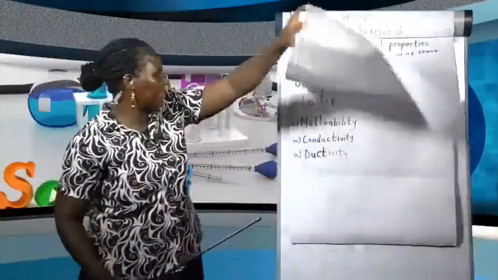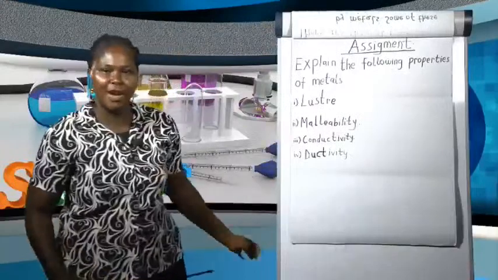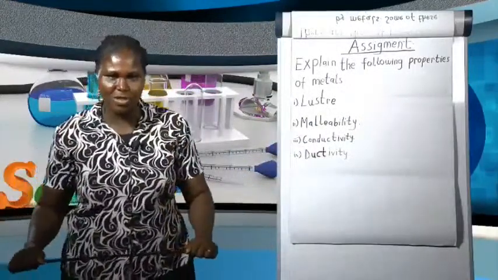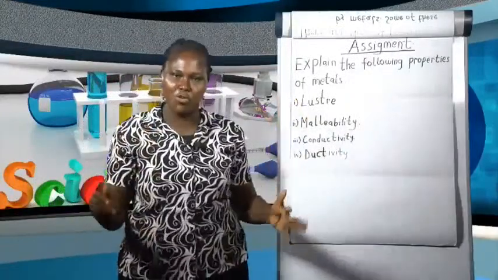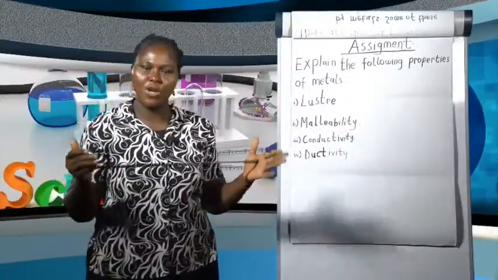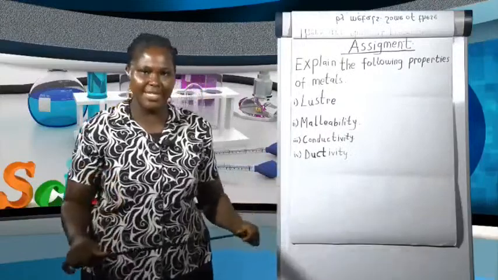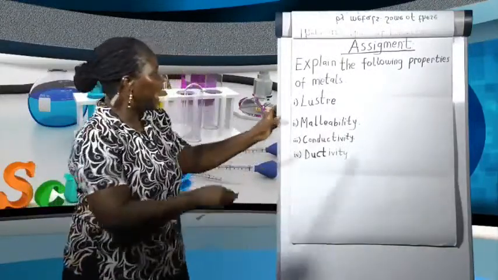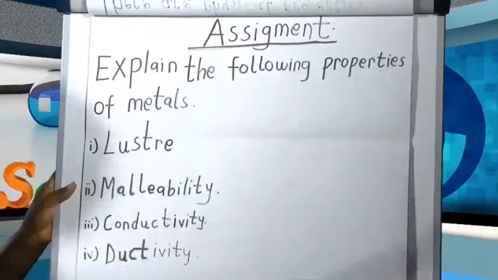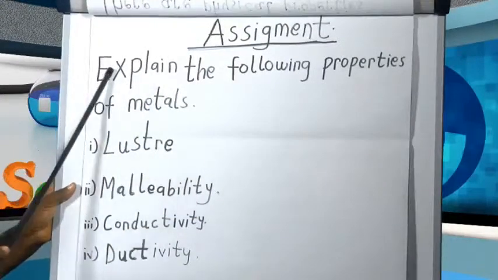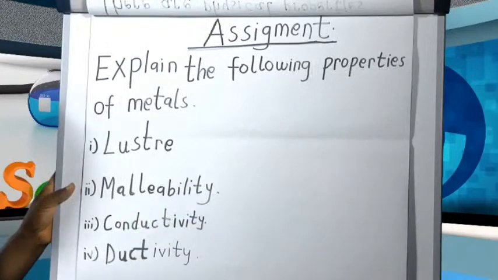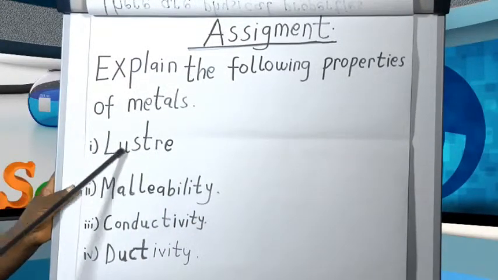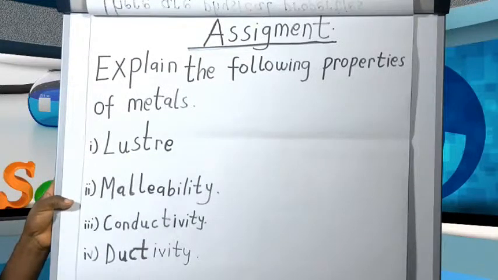So, children, we have done for today. You have done very, very well. So I have this assignment for you. When you go home, you do it nicely. And when you have your free time, you do it. Explain the following properties of metals. One, luster, as we saw on our screen.